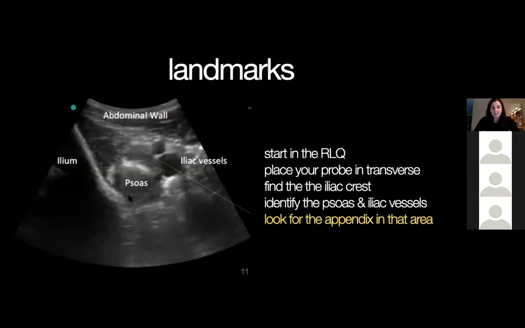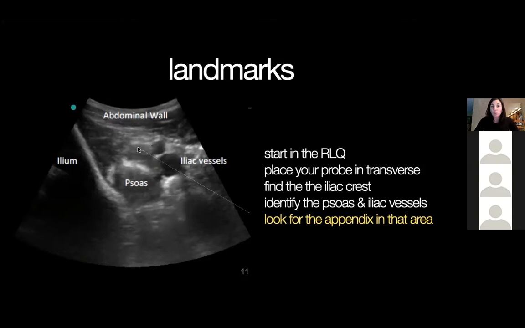Once you have the iliac crest, you're going to find some other structures that might ring a bell, the psoas muscle. So this is the psoas muscle that we can identify right here, okay? And the iliac vessels. So you're actually quite deep in the pelvis, right? You're not next to the belly button. You're a little bit lower than that. So you're going to find iliac bone, psoas muscle, and iliac vessel.